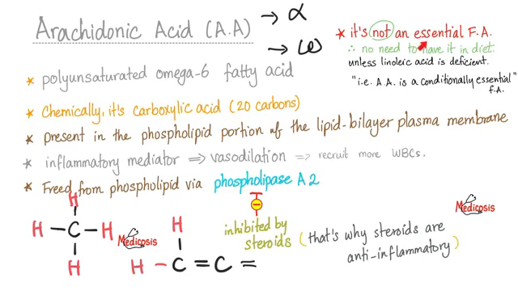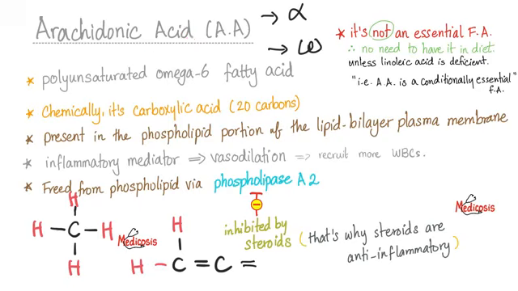Essential means that it's essential that you eat it and consume it in your diet. Why? Because your body cannot make it from scratch, so you better eat it. However, arachidonic acid is not an essential fatty acid. You do not need to eat it in your diet. Why not? Because your body can make it.